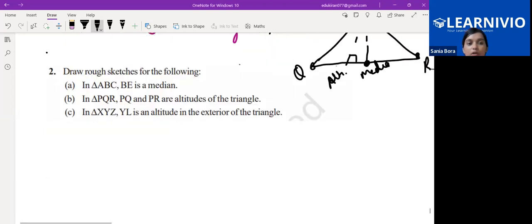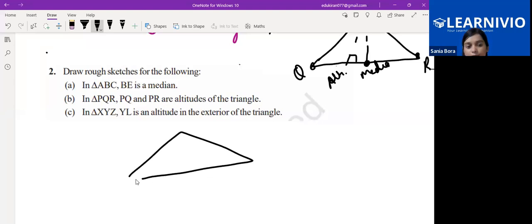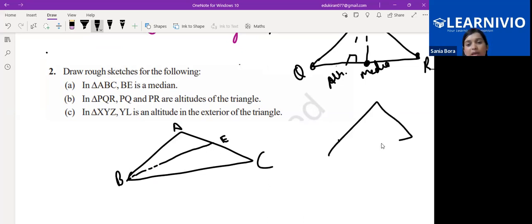Okay, let me just draw it for everybody. So the first one is in a triangle A, B, C. B is the median. So you can make it like this. It will go here and this is E. You can even make it like this: B, A and C. Then it will come here in the middle and E. It's your choice how you make it.